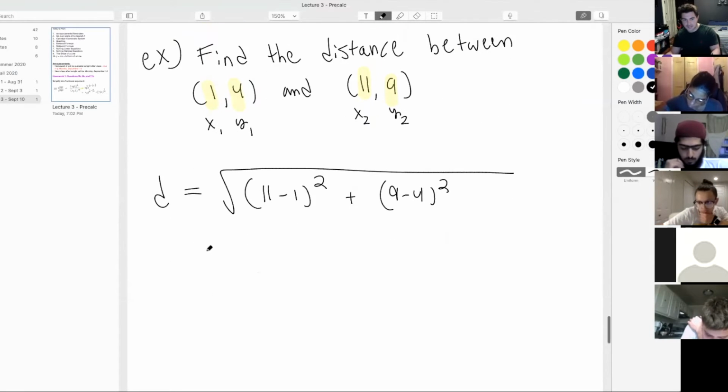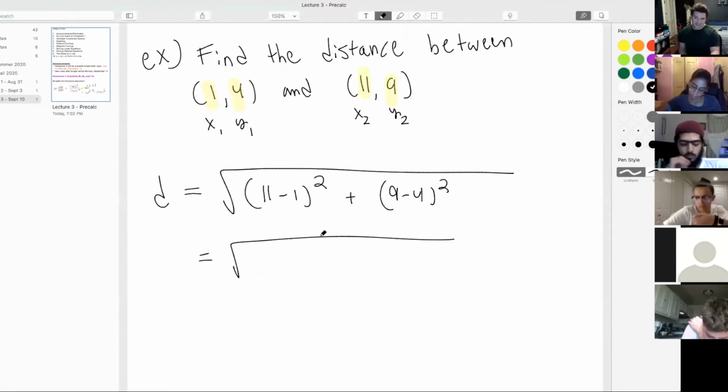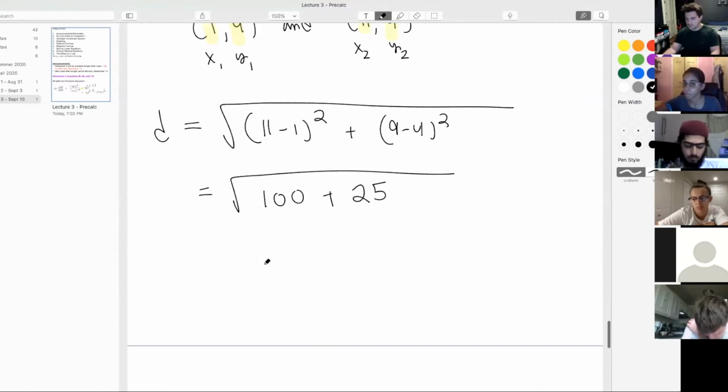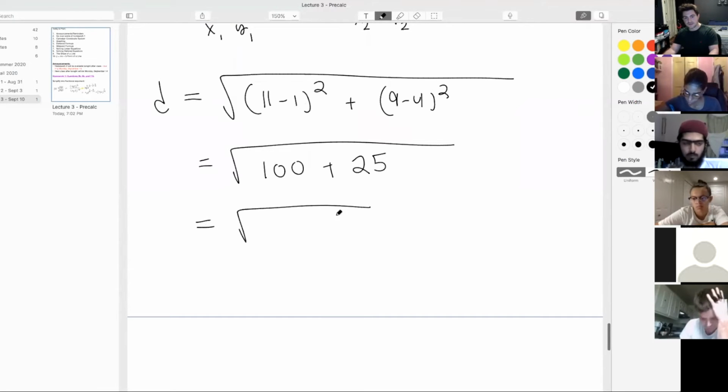Excellent. And now this is not that hard. So 11 minus 1 is 10, and 10 squared is 100. So I'm skipping a step here. Hope that's okay. 9 minus 4 is 5, and 5 squared is 25. So I have 100 plus 25 in the square root. Good. So this is the square root of 125.